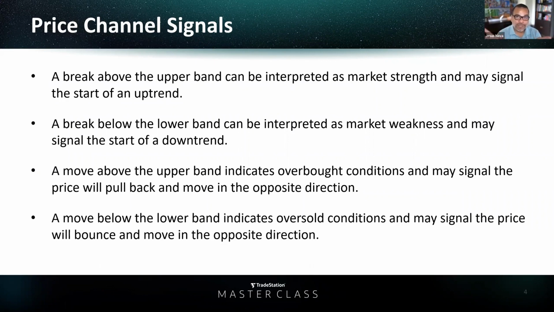The top 2 bullet points are what the default alert criteria built into the indicator is, which is if it penetrates the upper band, bullish; if it penetrates the lower band, bearish. But the 2 bottom bullet points here are the opposite. It considers the price channel as more of a reversing signal. So if it has a penetration on the upper band, you're looking for the price to bounce and go in the opposite direction because the security is overbought.